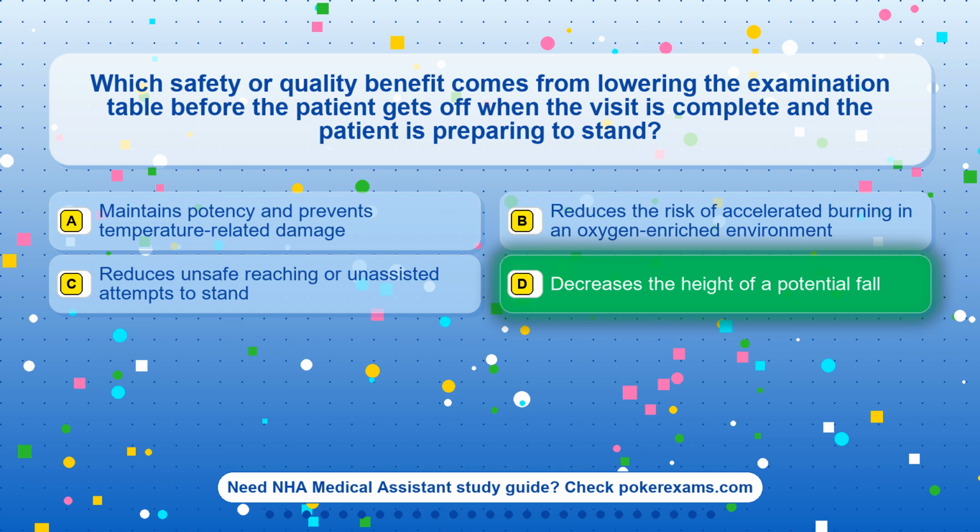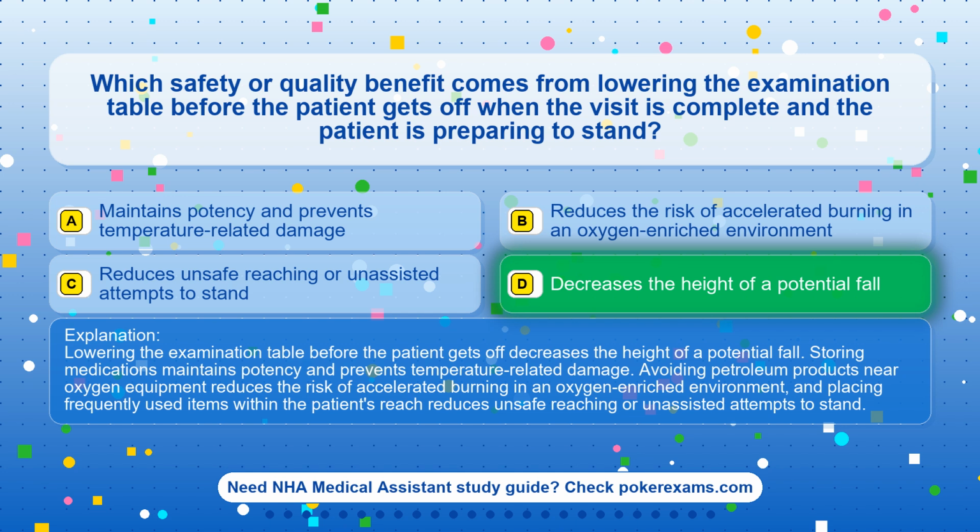The correct answer is option D, decreases the height of a potential fall. Lowering the examination table before the patient gets off decreases the height of a potential fall. Storing medications maintains potency and prevents temperature-related damage. Avoiding petroleum products near oxygen equipment reduces the risk of accelerated burning in an oxygen-enriched environment, and placing frequently used items within the patient's reach reduces unsafe reaching or unassisted attempts to stand.